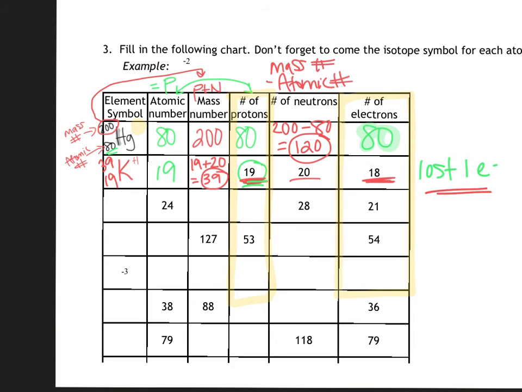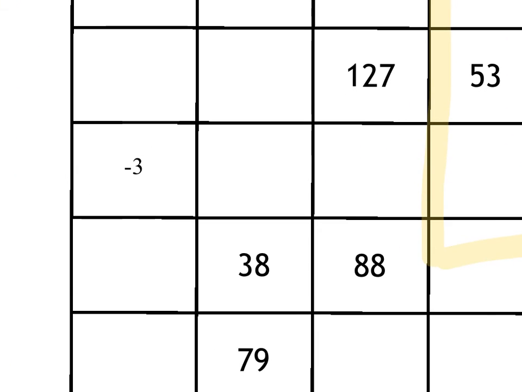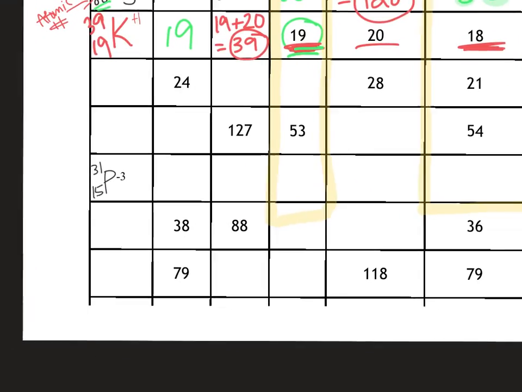So let's try another one. All right, I want to try one with a negative charge. So let's go down to phosphorus. So it was right here on this -3. So I'll go ahead and write in, it said, okay, this is phosphorus. It's got a -3 charge. They tell me my mass number is 31. They tell me my atomic number is 15. Okay, so now I can fill in my blanks.